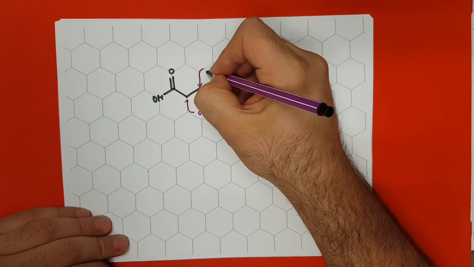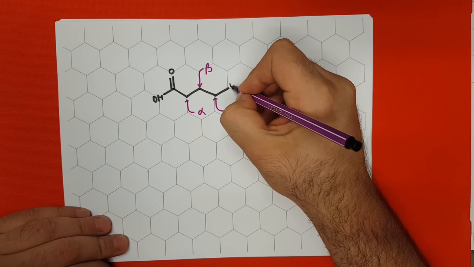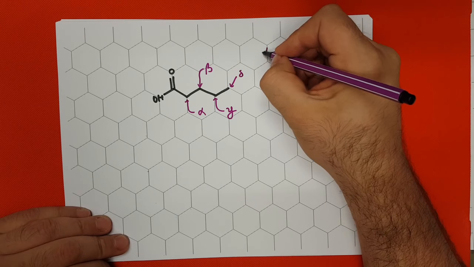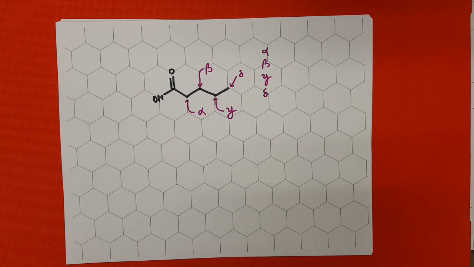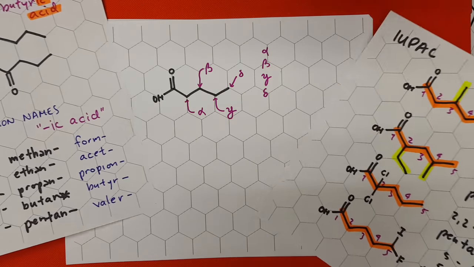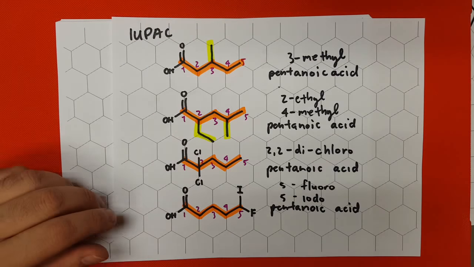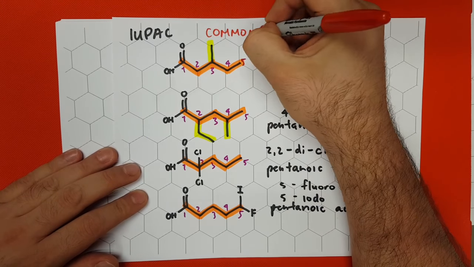Carbon number 3 is beta. Carbon number 4 is gamma. And carbon number 5 is going to be delta. So alpha, beta, gamma, delta, right? And as we saw with the other example, we substitute the names. So in this case, remember here we have our prefixes for the common naming. Now we have our letters here in the middle. So how are we going to name these using common names, which I'm going to write in red?